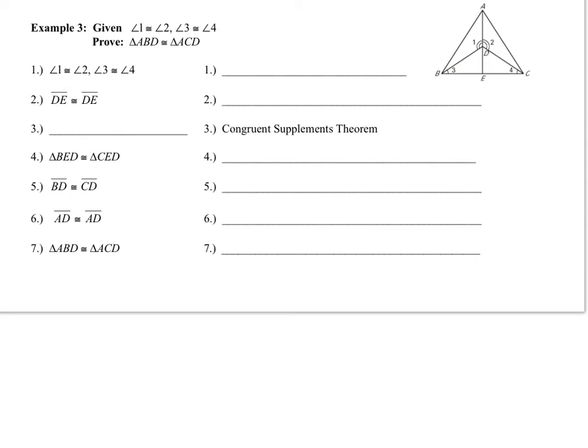Example 3. Given that angle 1 is congruent to angle 2. Angle 3 is congruent to angle 4. And I want to prove triangle ABD, so this one, is congruent to triangle ACD. Now before I prove these two triangles congruent, I will need to first prove these two triangles congruent. So I'm going to first state my given. Angle 1 is congruent to angle 2. Angle 3 is congruent to angle 4. And DE is congruent to DE by the reflexive property.